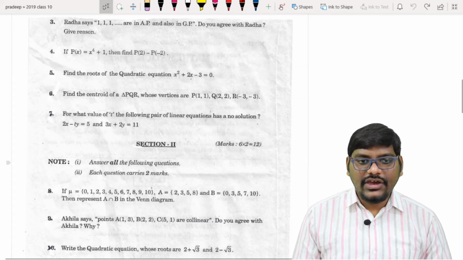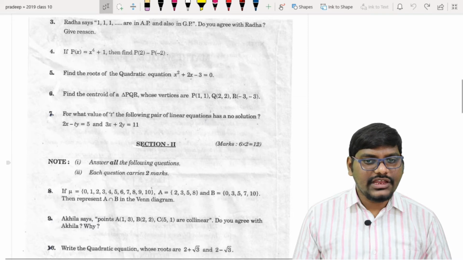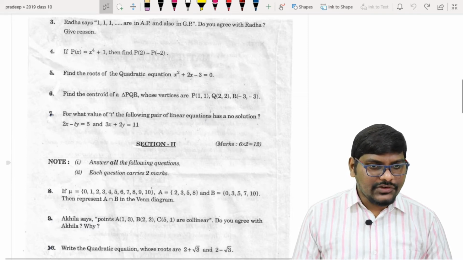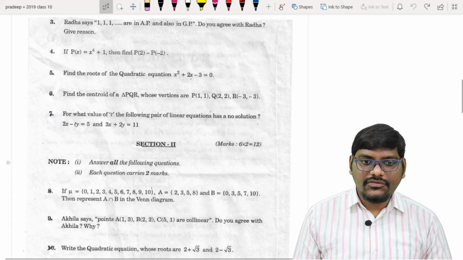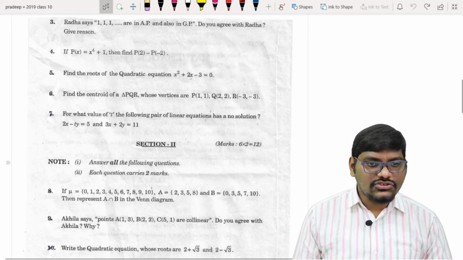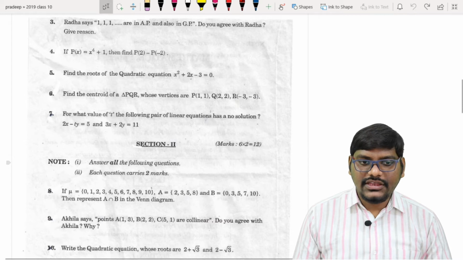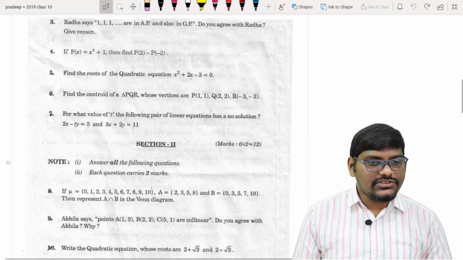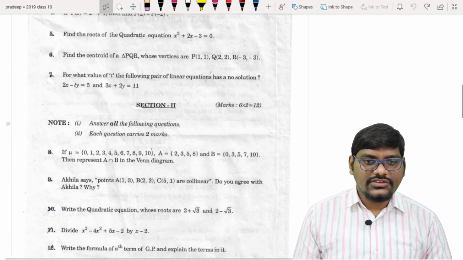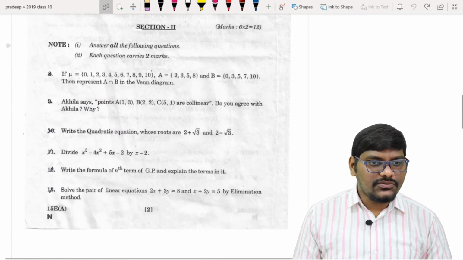Sixth one, find the centroid of a triangle PQR whose vertices are P(1, 1), Q(2, 2), R(-3, -3). For what value of t does the following pair of linear equations have no solution? 2x - ty = 5 and 3x + 2y = 11. So these are 7 questions in section 1. Now let's see the questions in section 2.